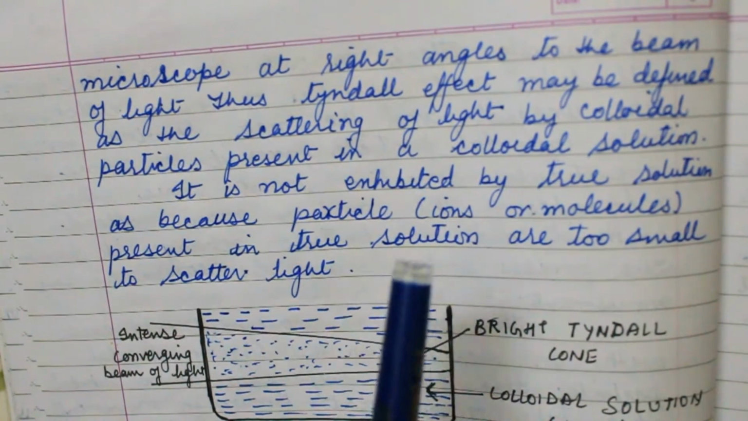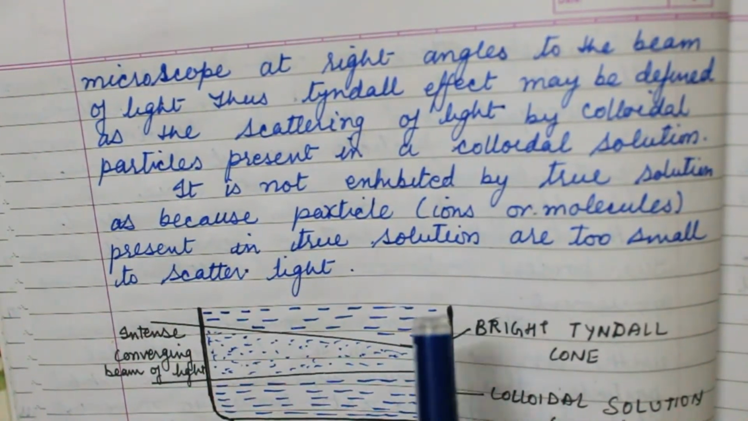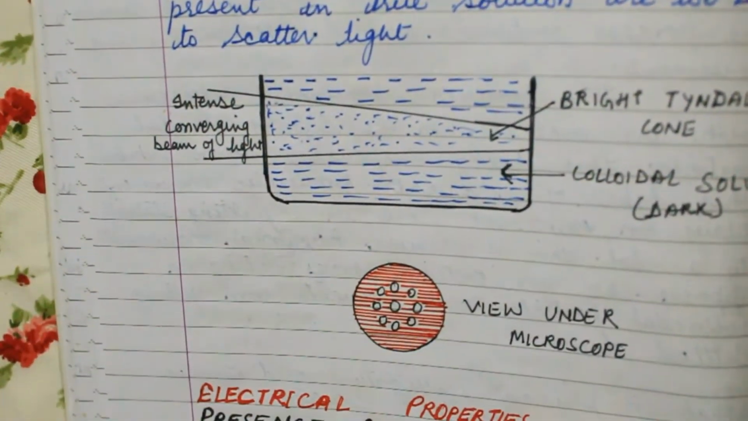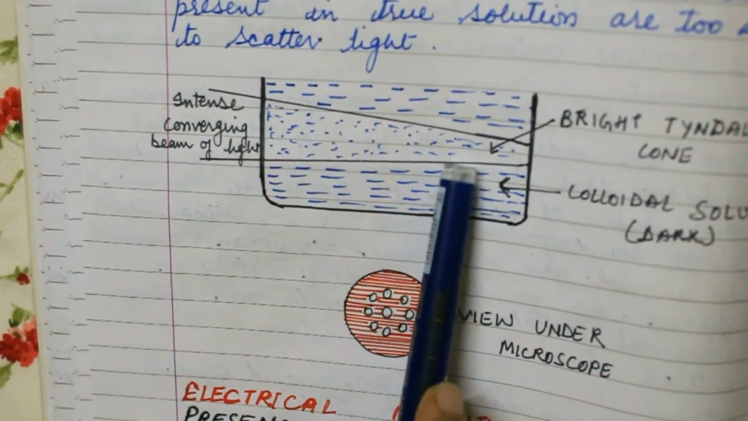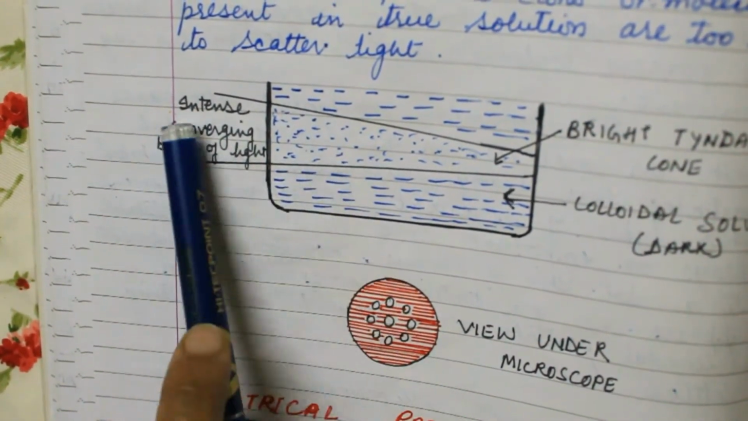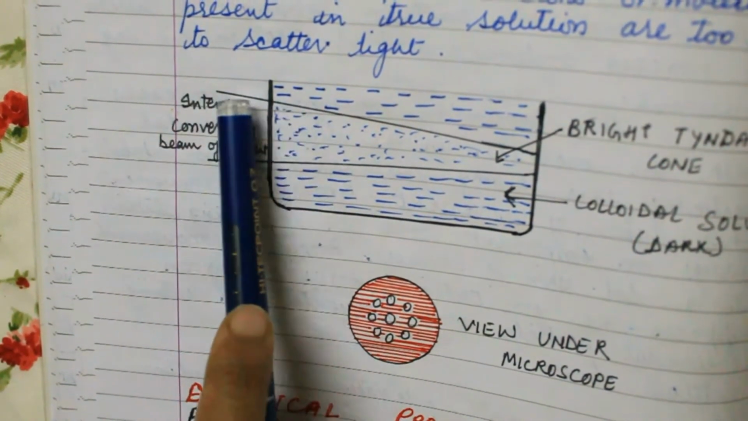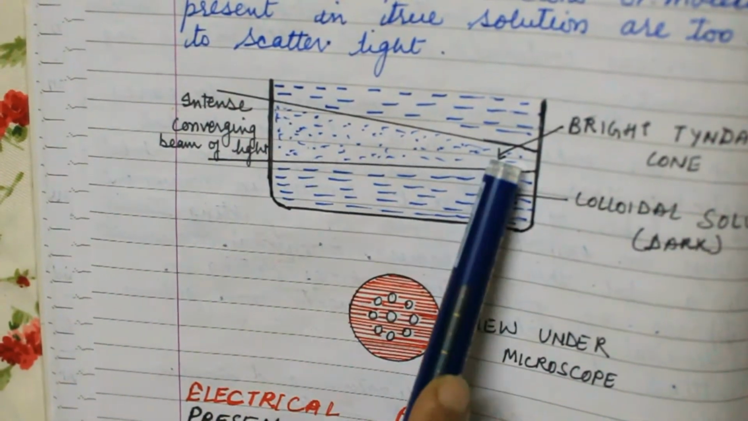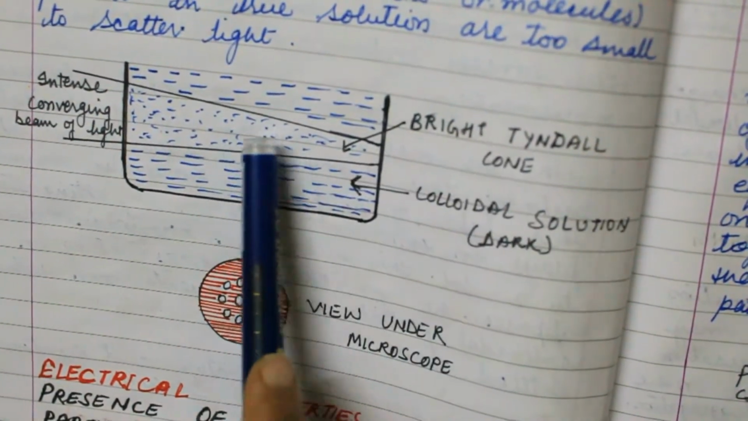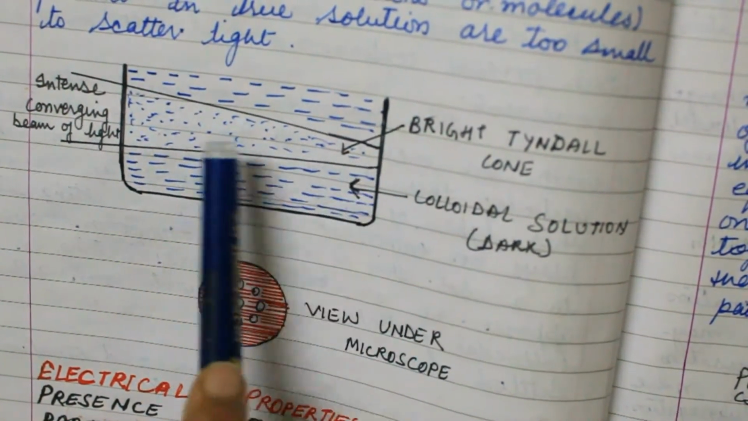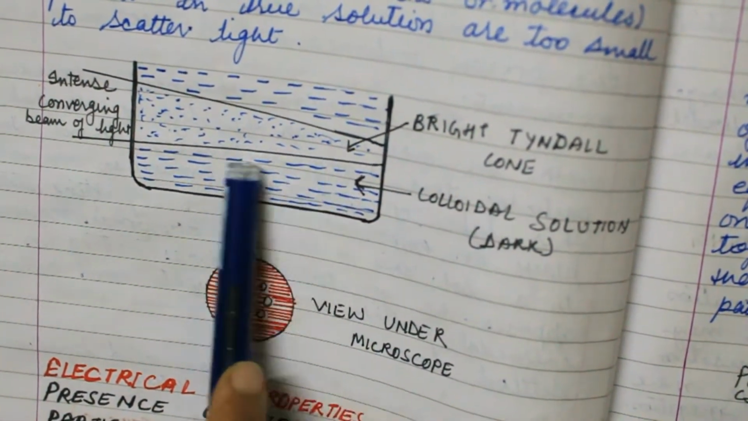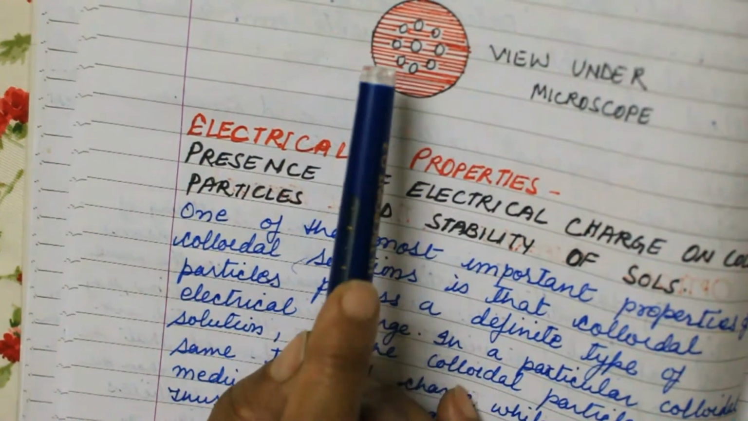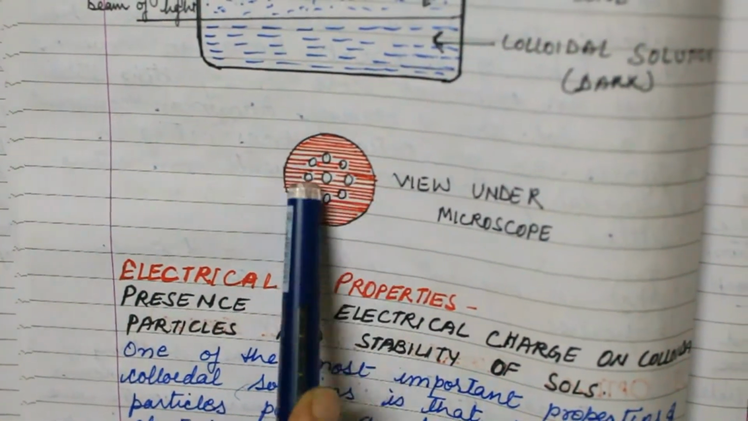This property is not exhibited by the true solution because the particles, that is ions or molecules present in the true solution, are too small to scatter light. They cannot scatter light. This is the diagram where we see an intense converging beam. Converging means when the ray at the wide position goes to the narrow position. So when a converging beam of light goes through the colloidal solution, we see the Tyndall effect, and this is the colloidal solution in the dark. If we view the colloidal solution through the microscope, then it is seen like this.